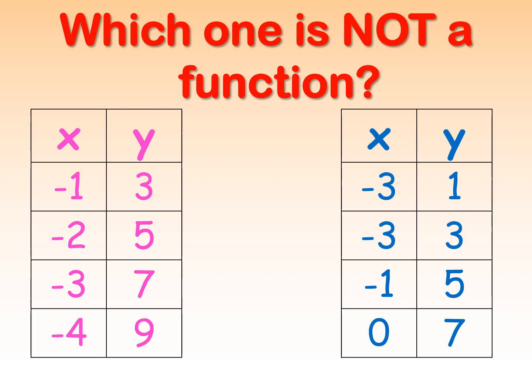So in this slide, we have two different relations being shown, one in pink on the left-hand side and one in blue on the right-hand side. Which one is not a function? Remember, a function should not have any repeating x values. The blue one is not a function. So the pink one is a function because none of the x values repeat. The blue one is not a function because x equals -3 is used more than once. At one point, x equals -3 gets you a y value of 1. At another point, x equals -3 gets you a y value of 3. So the blue one is not a function.